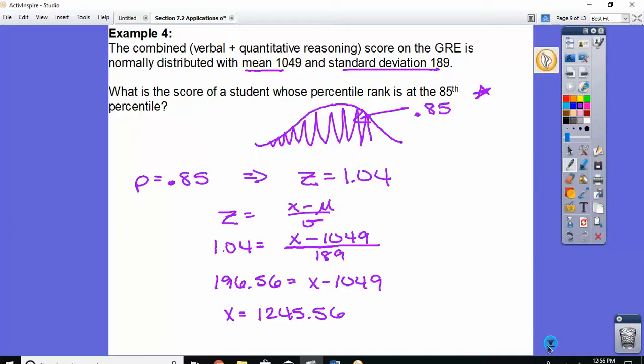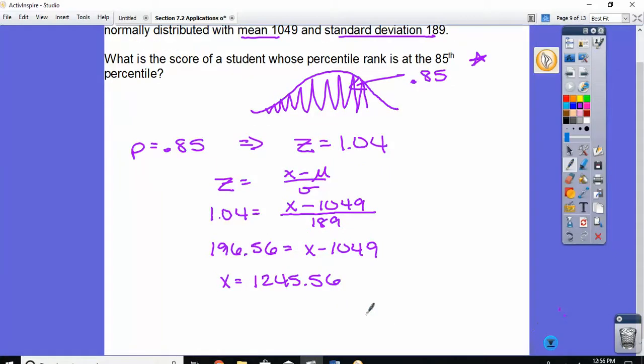So I get 1,245.56. We're talking about a test score here. This particular test, you actually can't get a decimal. So if you told me you got about a 1,246, that would be fine. So this one we had to work backwards. Any questions there?